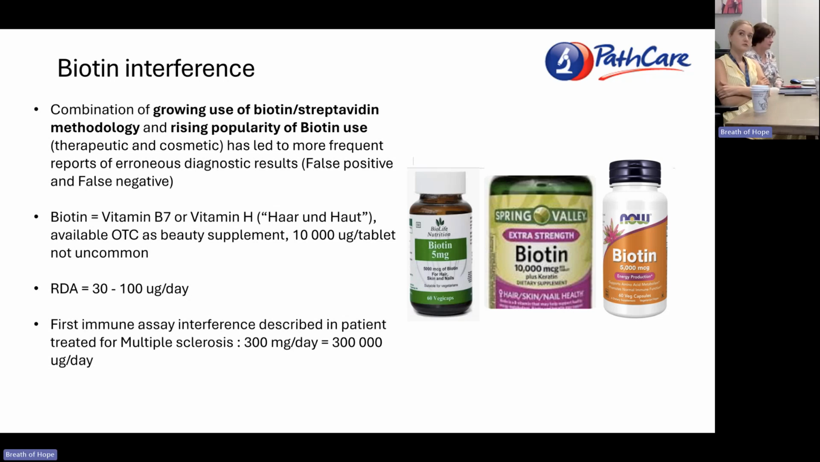Next category of interference is biotin interference. The combination of the growing use of biotin, with strict evidence methodology on the one hand, and the rising popularity of biotin use on the other hand, has led to more frequent reports of erroneous diagnostic results, both false positive and false negative. Biotin is also known as vitamin B7 or vitamin H. It's actually Haar und Haut in German.